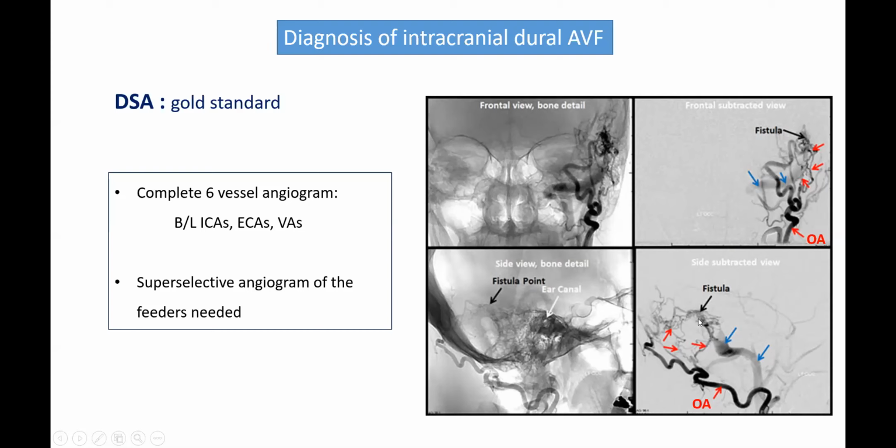So that is very common. We can see the transverse sigmoid here, draining ultimately into the IJV. This is the fistulous point here. The DSA gives us complete information about the flow, because just looking at this picture, it's difficult to assess the flow and also cortical venous reflux. So the angioarchitecture needs to be interpreted by watching the video of the flow from the arterial phase to the venous phase in detail.